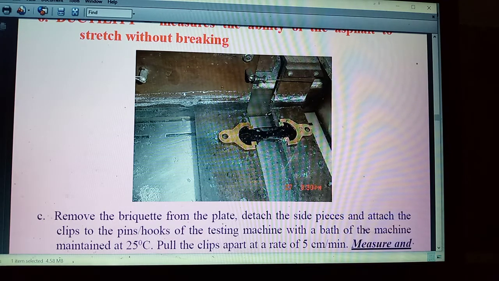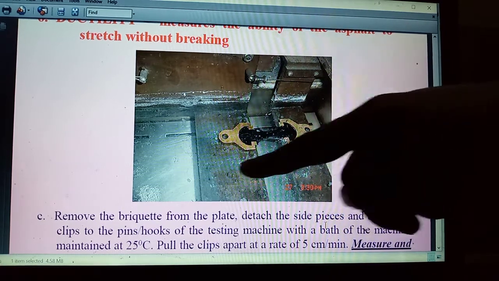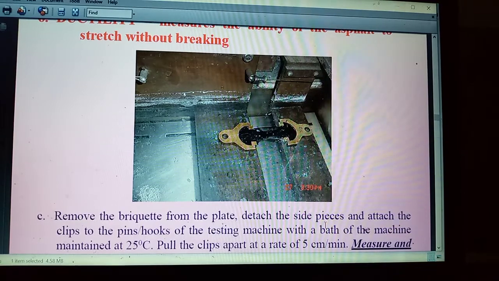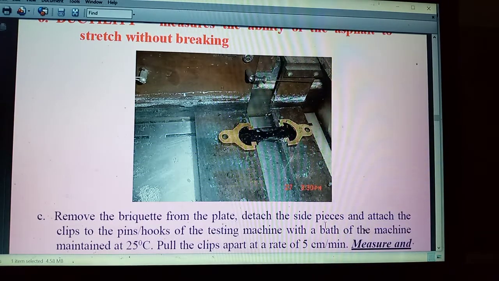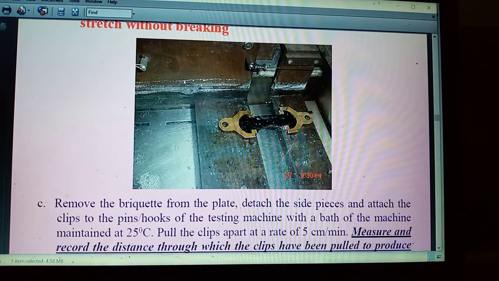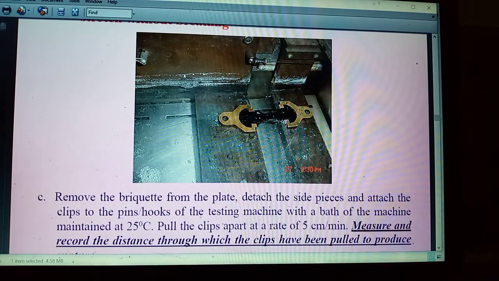Then, i-pull natin yung clips, clips pa lang tawag dito, itong dalawang to, ng 5 cm per minute. Okay? 5 cm per minute yung speed niya. And then, okay? So, pagkatapos nun, i-measure mo yung displacement niya. I-measure mo yan horizontally.